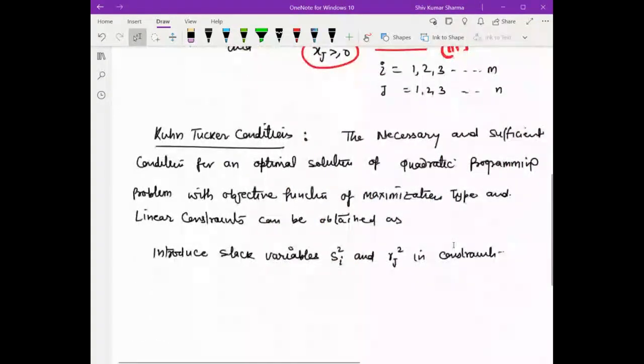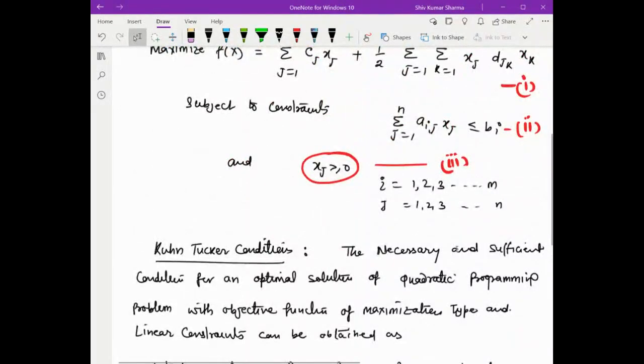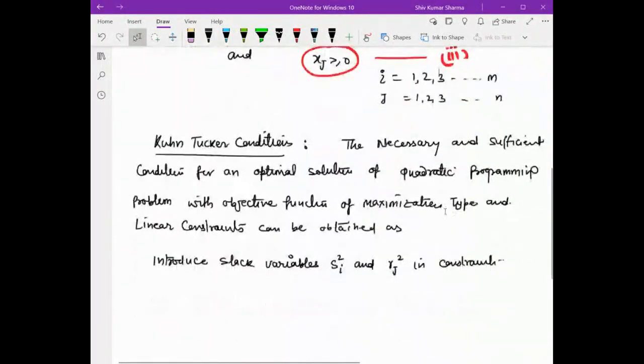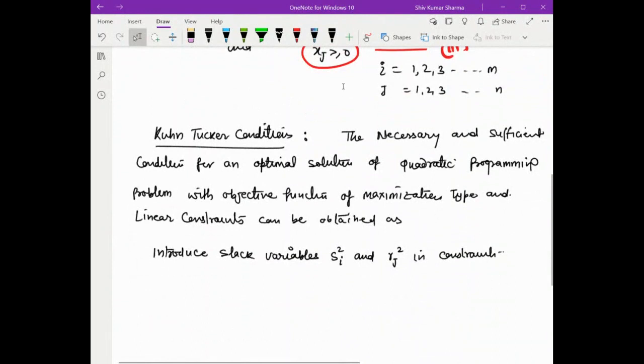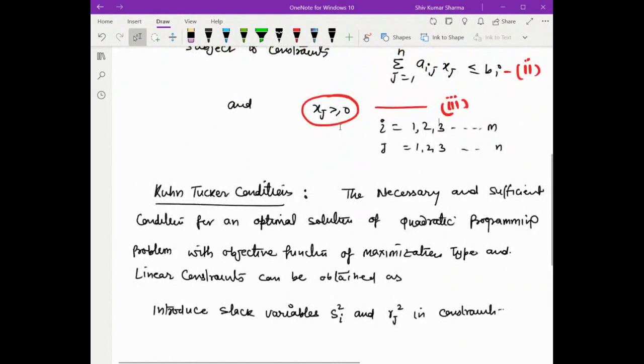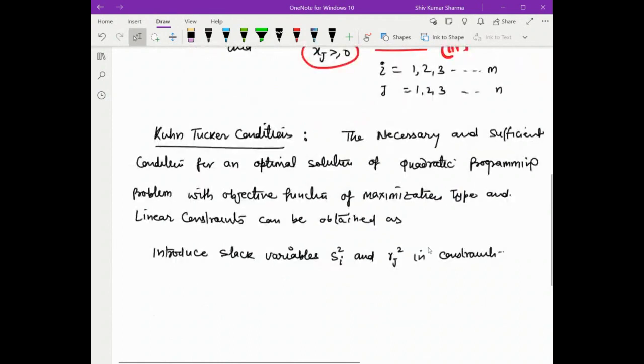So when we introduce a slack variable, that means si square, si square is the slack variable for the less than or equal to problem. But here we introduce rj square. Rj square is for constraints having a greater than or equal to sign. So we make this as less than or equal to 0, that means minus xj less than or equal to 0. So we introduce rj square in constraints second and third.